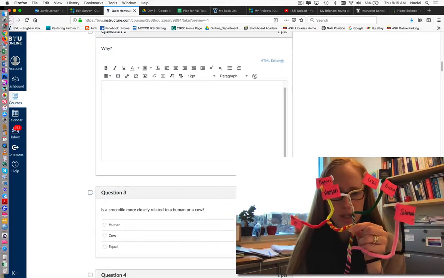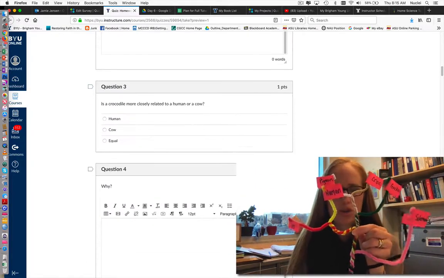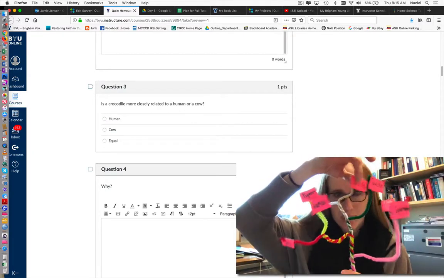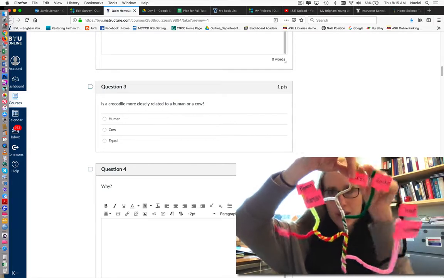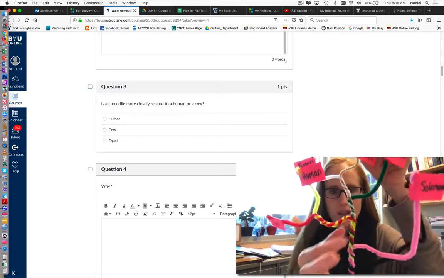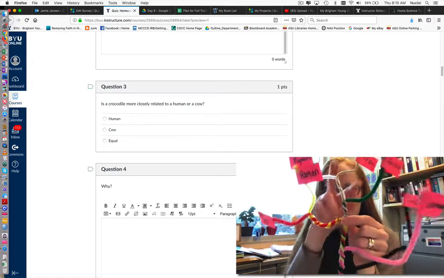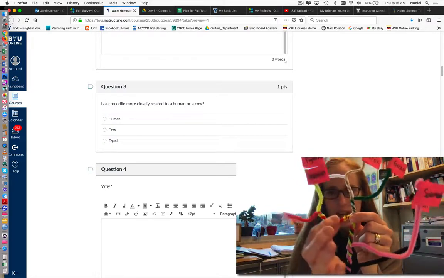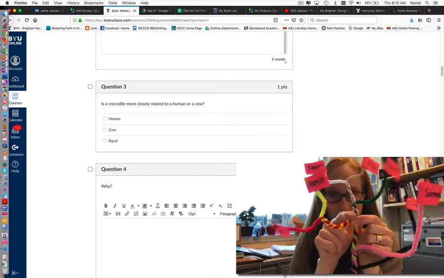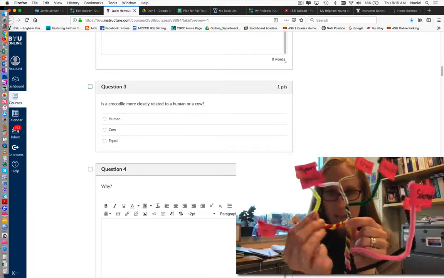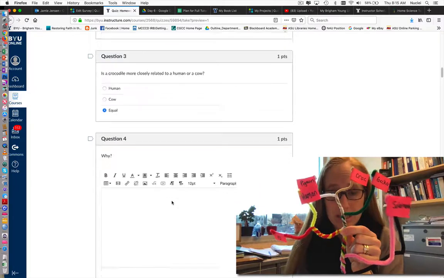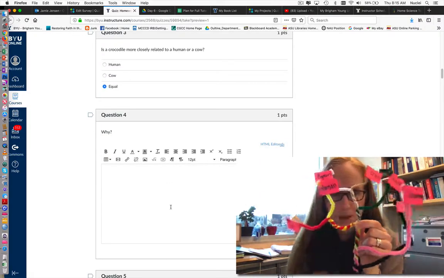Same thing here if we look at question 3, is a crocodile more closely related to a human or a cow? So we've got to take our crocodile, which is right here on the brown, and our human and our cow, and we've got to find a common ancestor. So if you travel down, it's this one right here. So you can see that the crocodile branch is equally related to humans and cows because there's the node. And if you follow it out, it branches off to both. Okay, so they are equally related, and that's because they share an equal common ancestor back here.